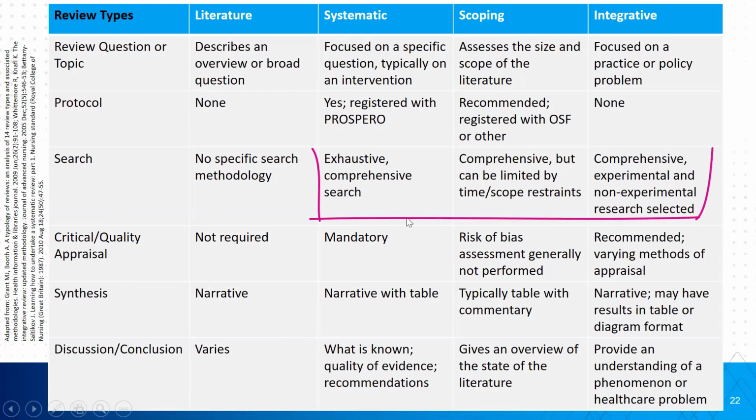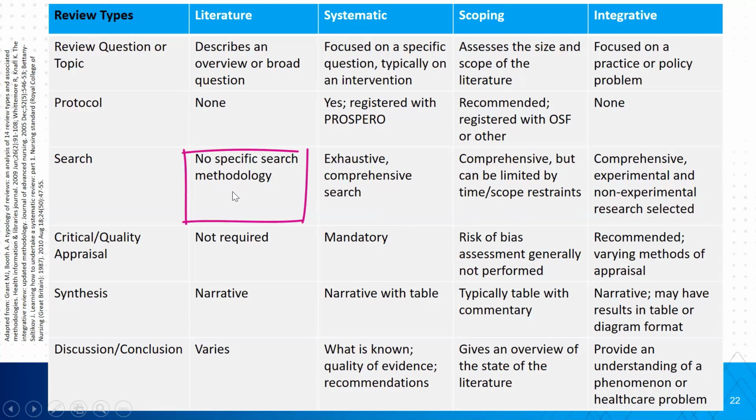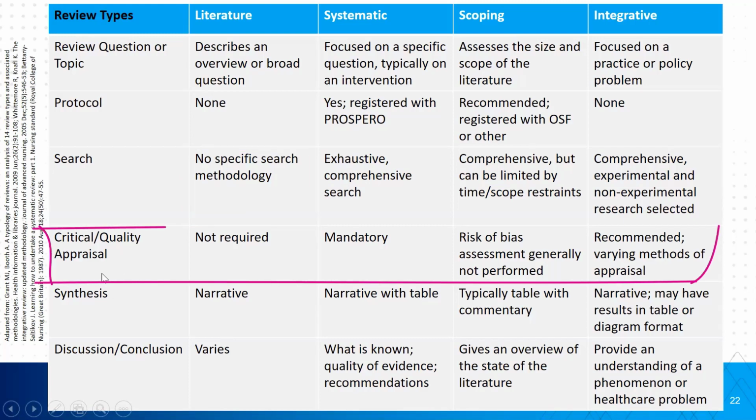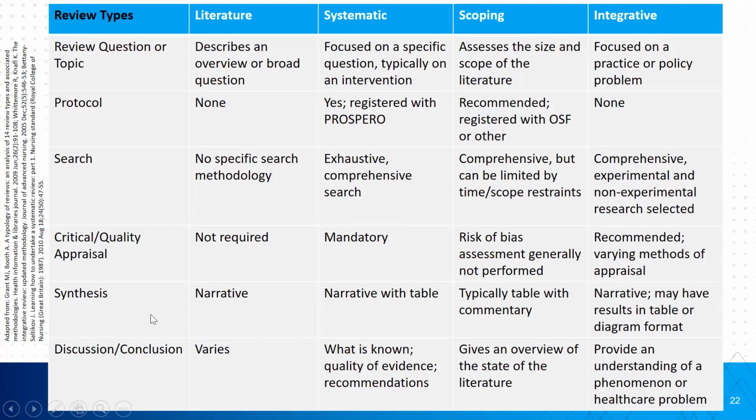Basically, these three have very comprehensive searches. There's no specific search methodology for literature reviews because you can do a lot of things. The quality appraisal, the critical appraisal, risk of bias section is mandatory for systematic reviews. It's recommended for integrative reviews. It depends for scoping reviews, and it's not required for literature reviews.